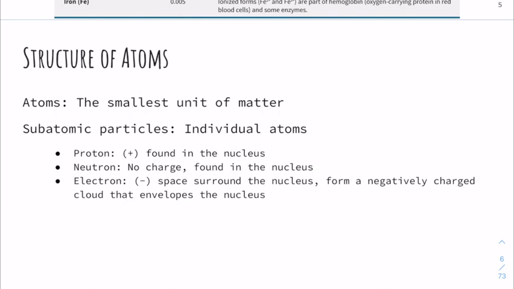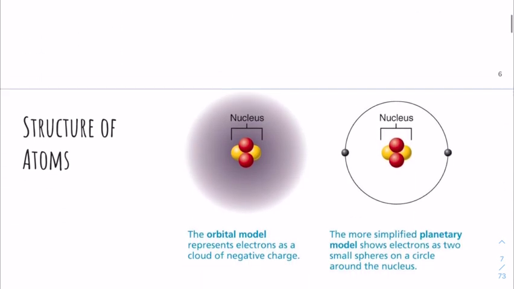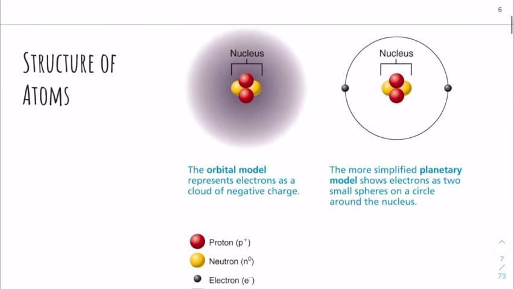So let's take a look at some pictures here. The structures of an atom. Here's our nucleus. These are protons in red, neutrons are in yellow. So if we look, there's two different models here. There's an orbital model, which has more of a cloud appearance around the nucleus. Or we have a planetary model that shows the actual electrons. So if we have 2 protons, 2 neutrons, we're also going to have 2 electrons. And our electrons in our first orbit around the nucleus has 2 electrons.